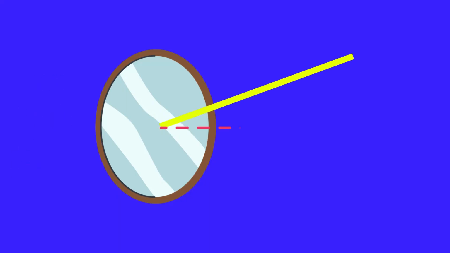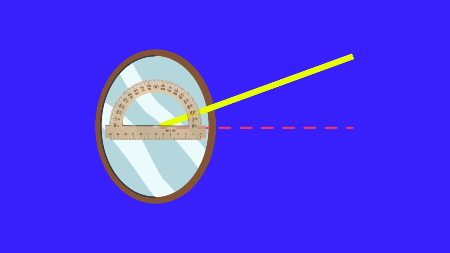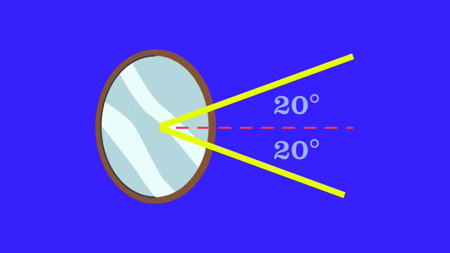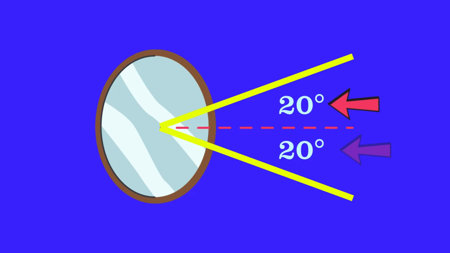Step 1. Draw the normal line. It's a line that's perpendicular to the surface right at the point of contact. Next, measure the angle of incidence from the ray to the normal. Then, draw the reflected ray at the same angle on the other side. That's the first law of reflection. Angle in equals angle out.